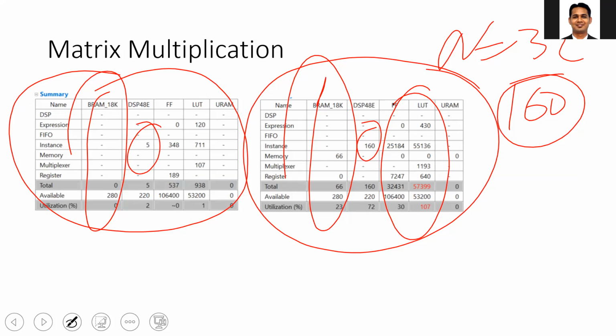In the next video, I'll show you the comparison between the different execution times of all the different approaches on the hardware.